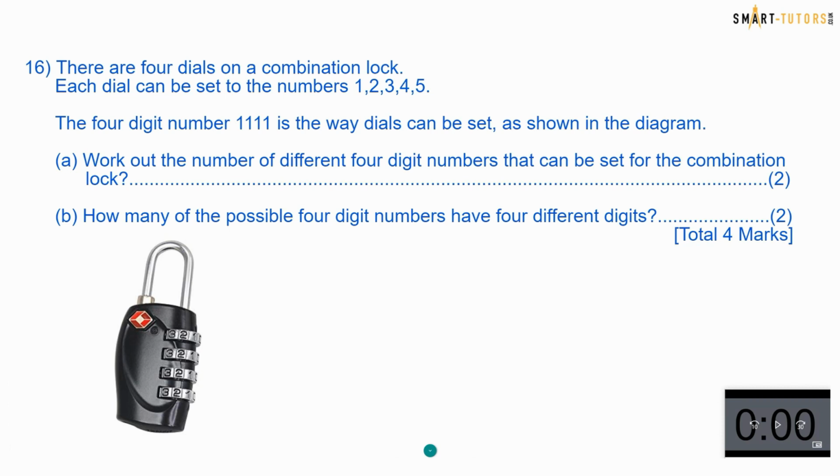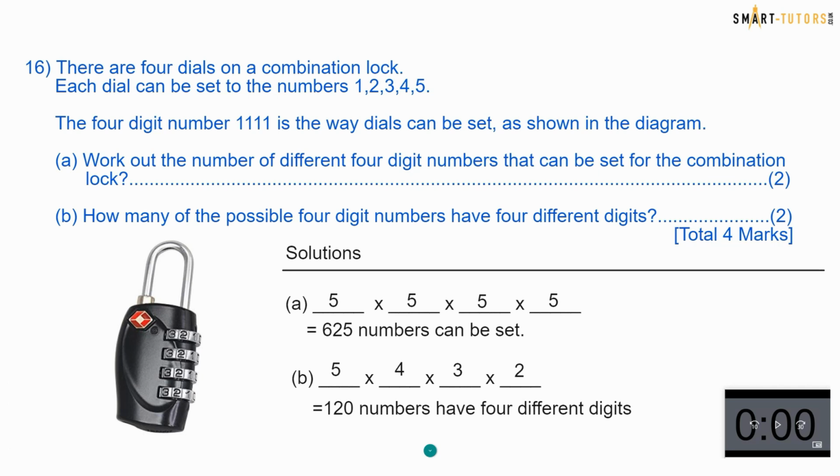4 different digits means all 4 digits cannot be the same. Like 1111, the same digit is going to be repeating. So without repeating, totally different numbers, how many combinations of numbers can happen? That is the B part question. A part, what is the total combination on a 4-digit combination lock. So the answer for the first part is 625 numbers can be set, and the answer for B is 120 numbers have 4 different digits.